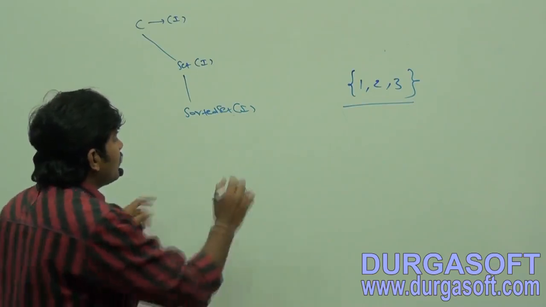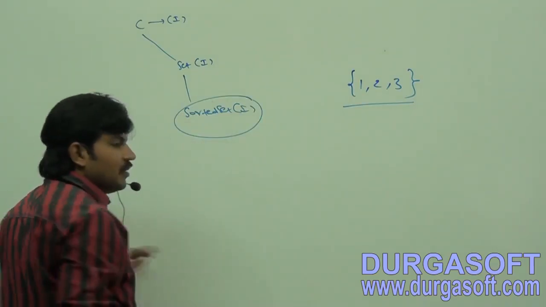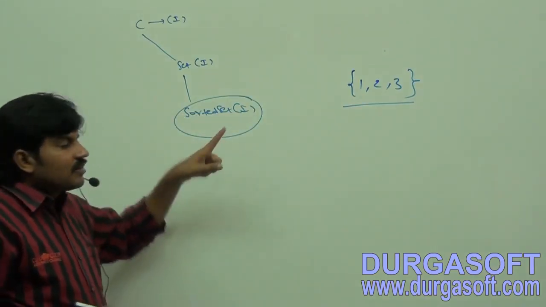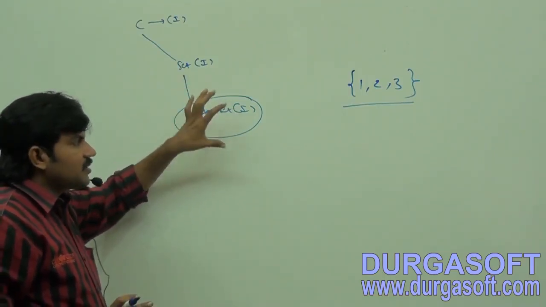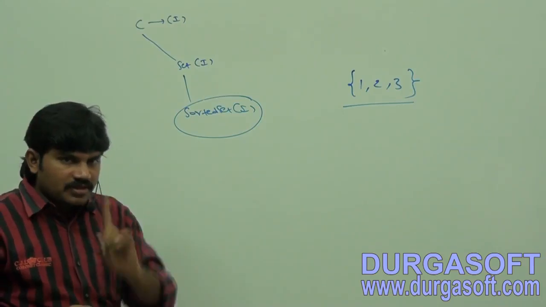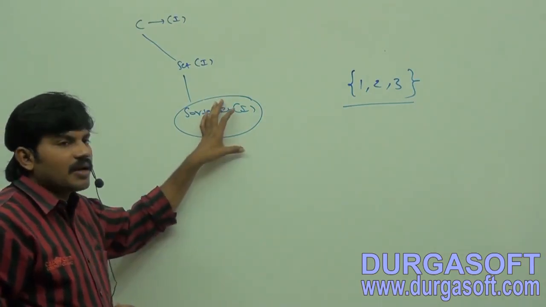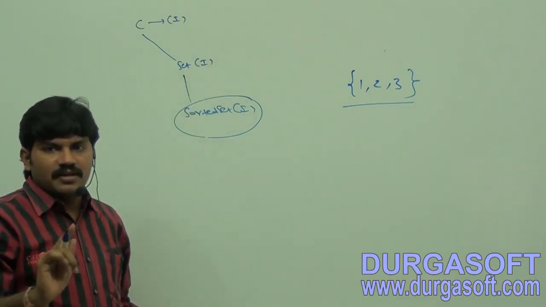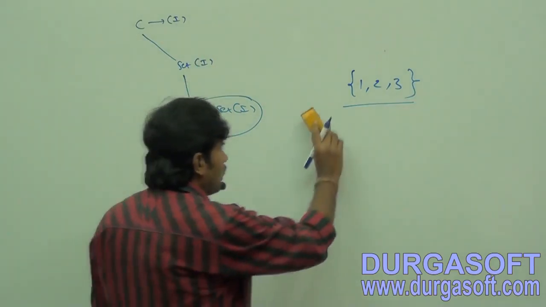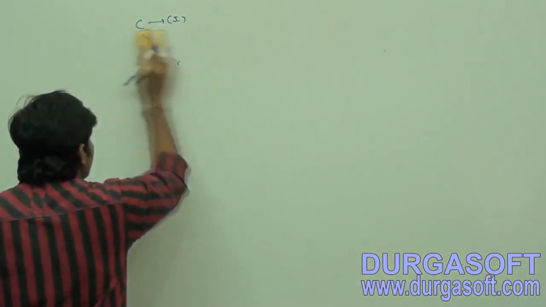That's why the sorted set interface defines specific methods, but these methods are not applicable for a normal set. Remember this one: a sorted set contains some specific methods, but these are not applicable for normal set objects, right? So which methods are related to sorted set? Just observe this one.